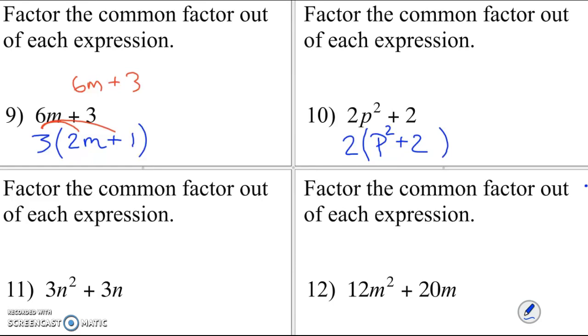The bottom ones now, we have to factor out a common factor. Same thing, but this one has an n. So we can take an n and a 3 out. And what we're left with is n plus 1.